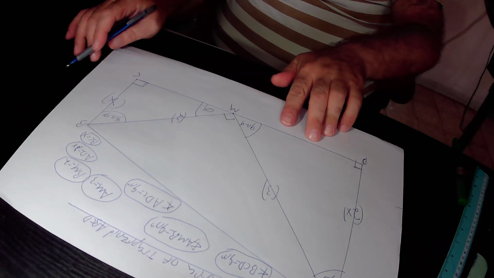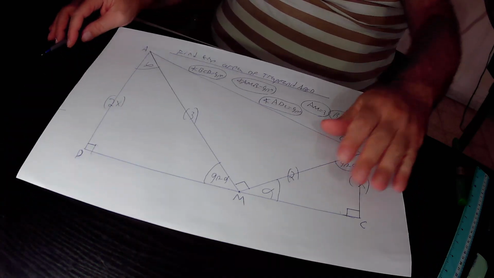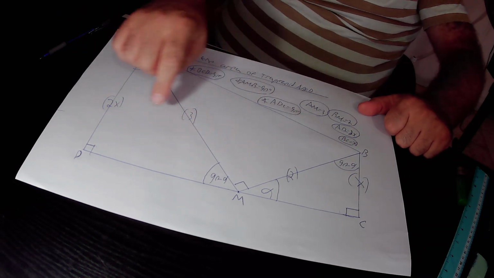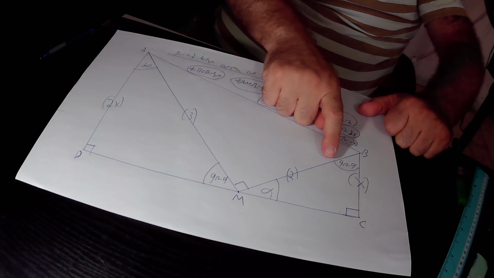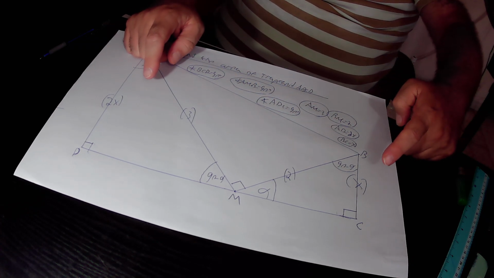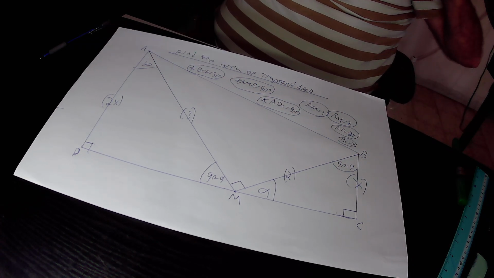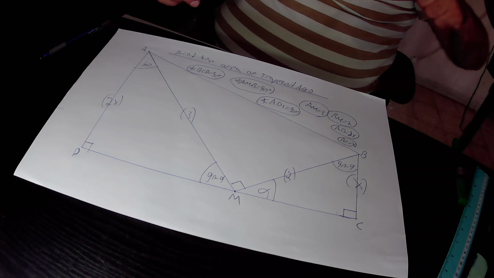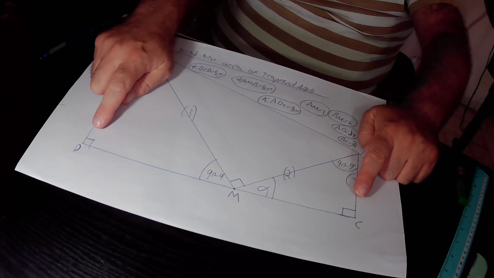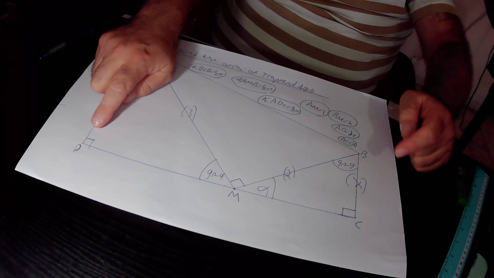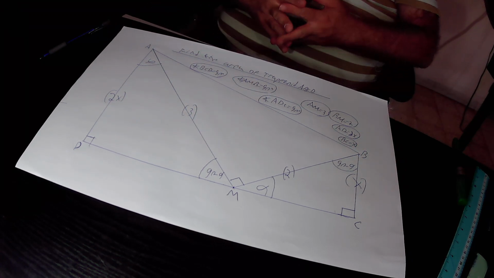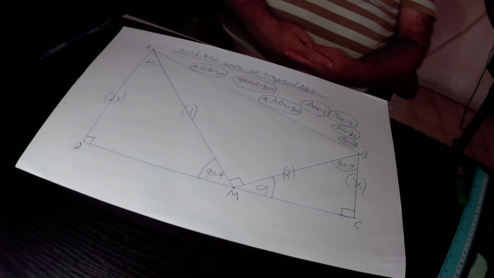It is very easy to see from the drawing that those two right triangles, the right triangle ADM and the right triangle BCM, are similar to each other according to the angle similarity rule. Both triangles have angle alpha, both have the right angle, and both have 90 degrees minus alpha.